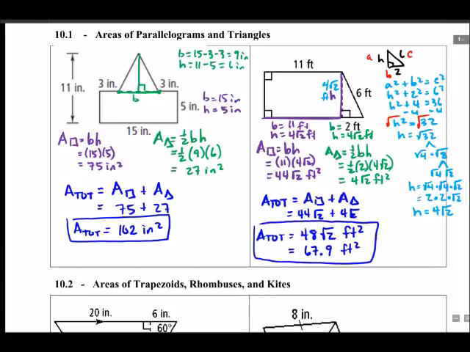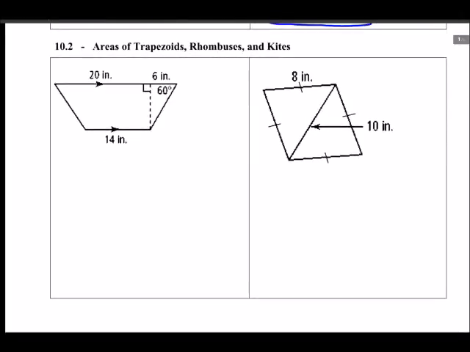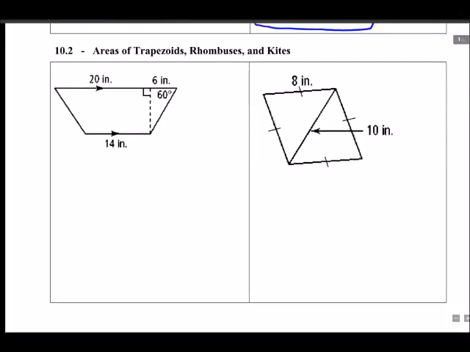So that's in simplest radical form and to the nearest tenth. Okay, on to 10.2. 10.1 was really easy. 10.2, areas of trapezoids, rhombuses, and kites.